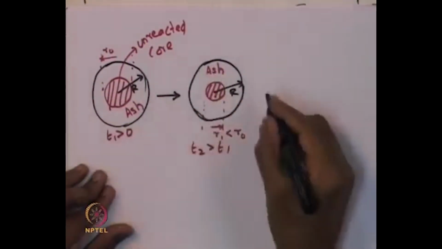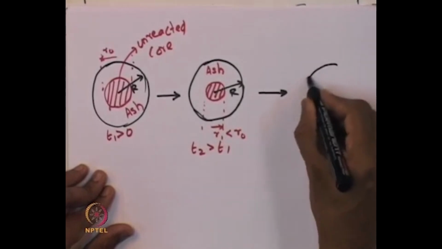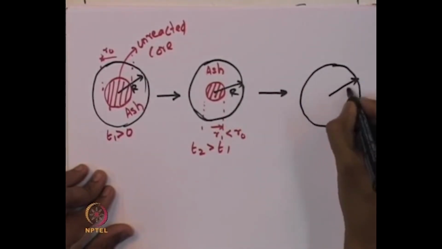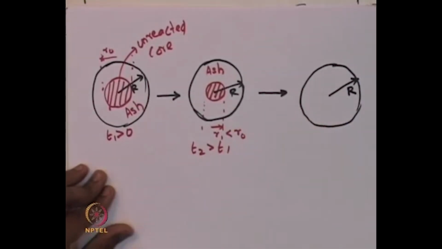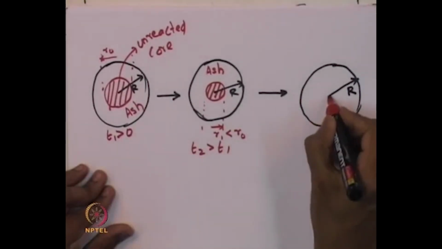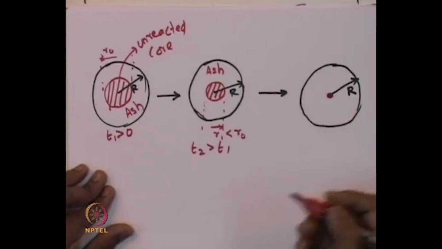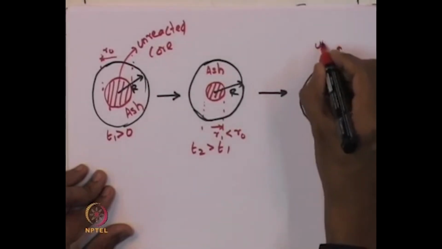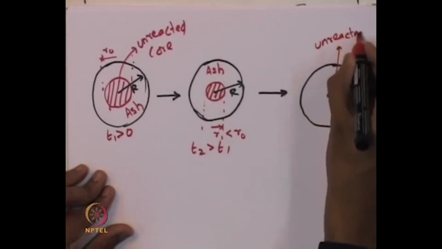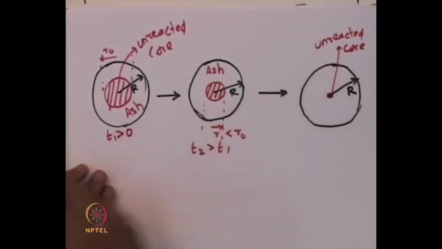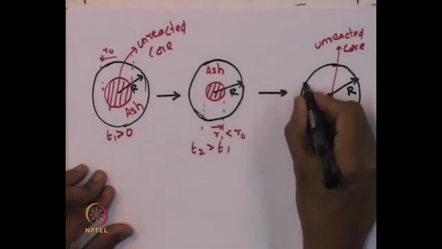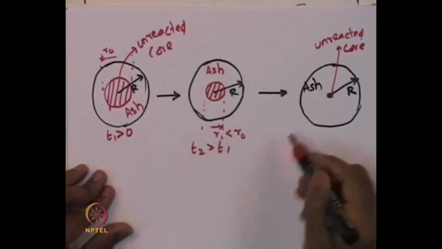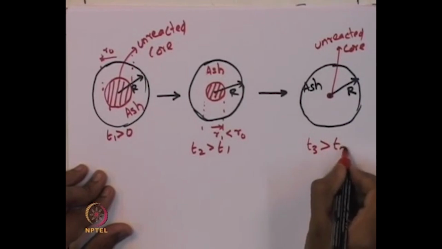And at a later time, if this is the original size of the solid core in which the reaction was started, then the unreacted core will now reduce to a very small size until it completely disappears. So, this is the unreacted core, and everything outside is basically ash now, where it is pretty much converted. This might be at a later time t 3, which is greater than t 2.